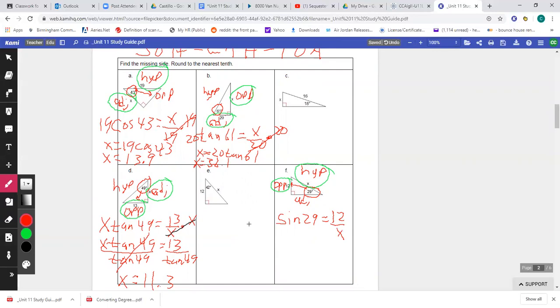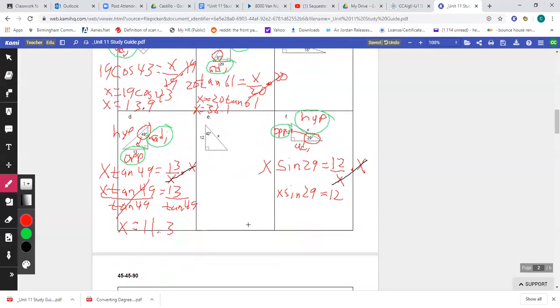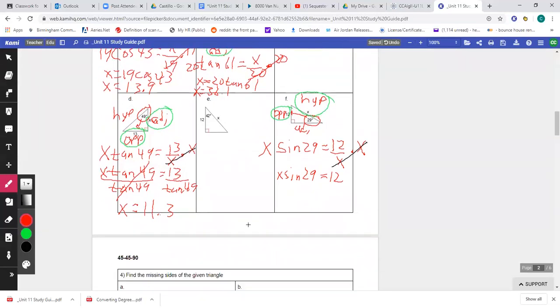And so we have the same issue here. We need to get the x on top, so we have to multiply both sides by x. That cancels. And I get x sine 29 is equal to 12. And then you do the same thing. You divide both sides by sine 29.